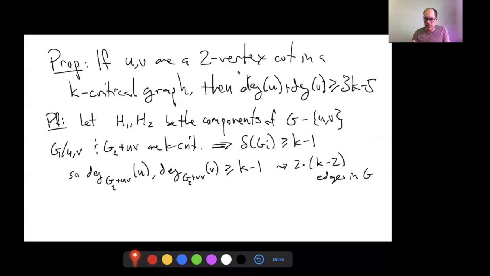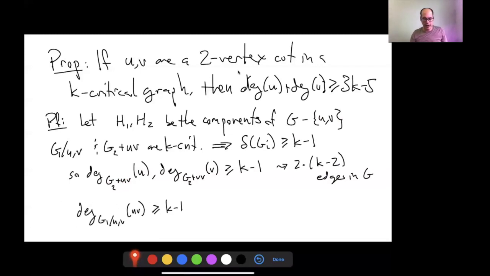Now, I guess the critical point here is that there are no edges in common between G1 and G2. So that's something that I'm implicitly going to be using, but you should think about that a little bit. If you don't immediately see that, go back and think about it, it's true.